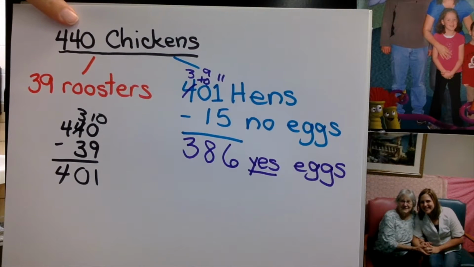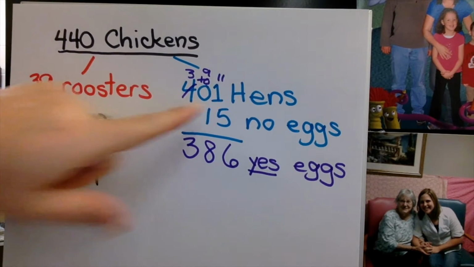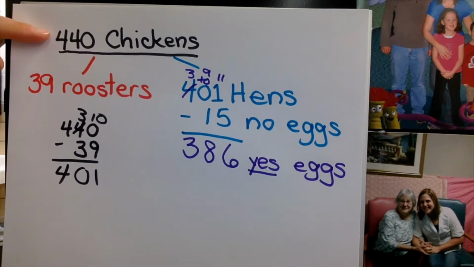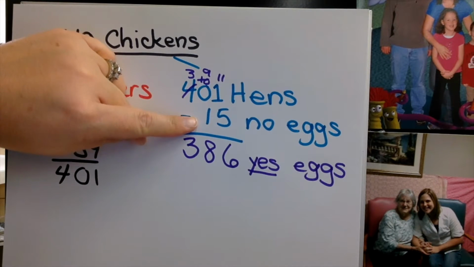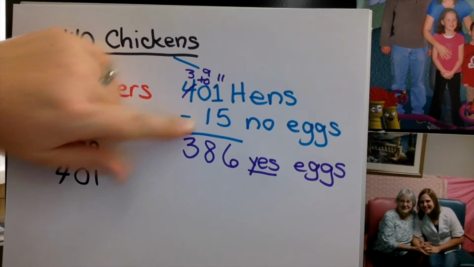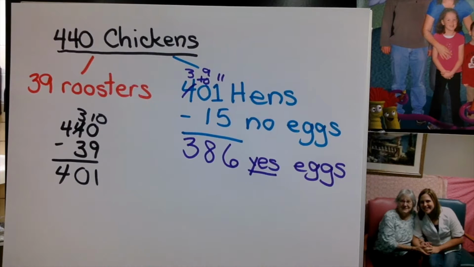So again, we started with 440 chickens, 39 were roosters. We figured out then how many were hens, the difference between the total amount. Take away the roosters, you're left with 401 hens. 15 of those hens do not lay eggs, which means 386, yes, they do lay eggs. Let's see if that answers our question.